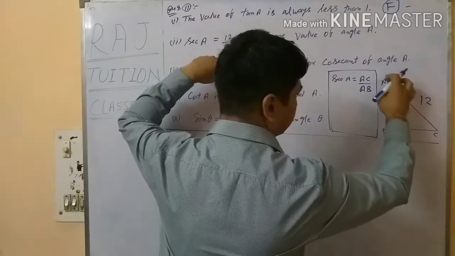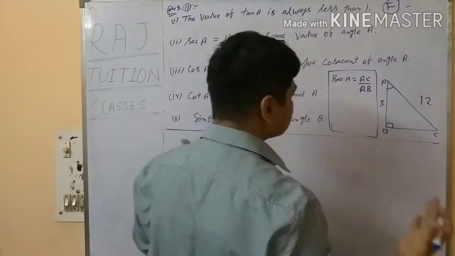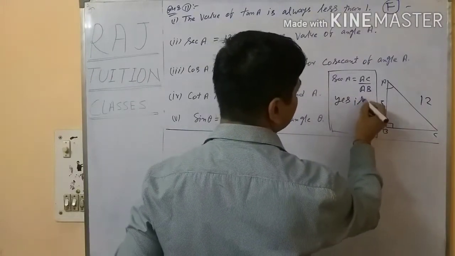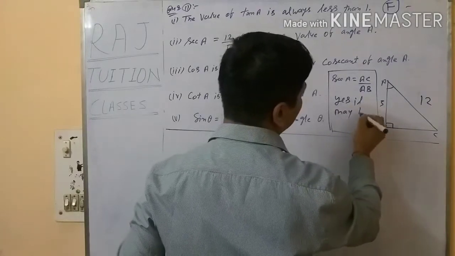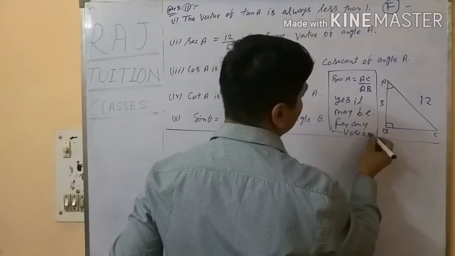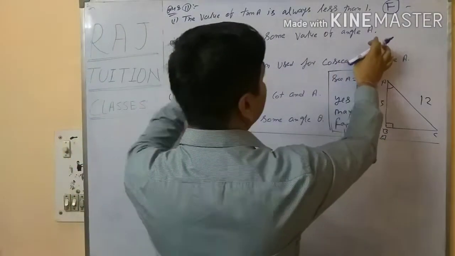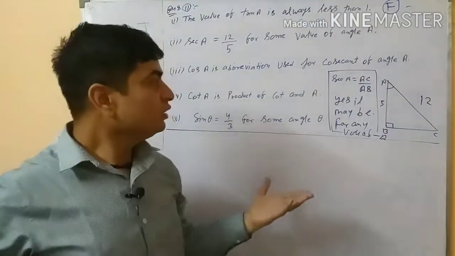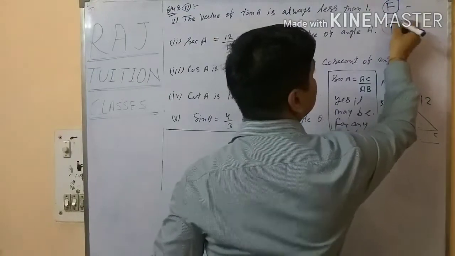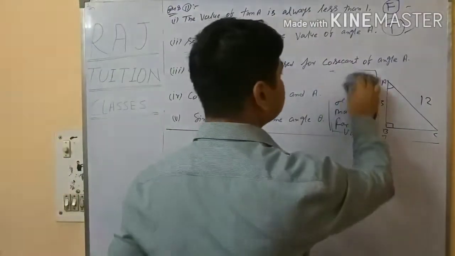हाइपोटेनस AC 12 है और AB 5 है, BC कुछ भी हो, ऐसा हो सकता है। Yes, it is possible. It may be, for any value of angle A. एंगल A की किसी एक वैल्यू के लिए ऐसा हो सकता है। It's true, so this one is true. थर्ड पार्ट में चलते हैं। This is our third part.